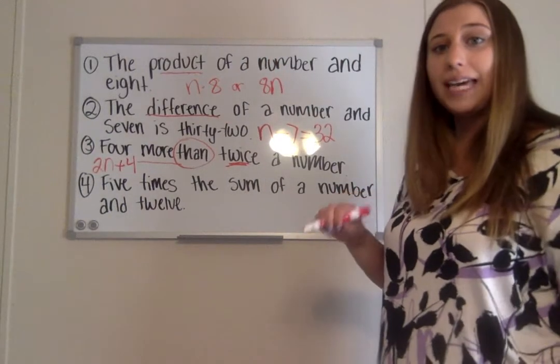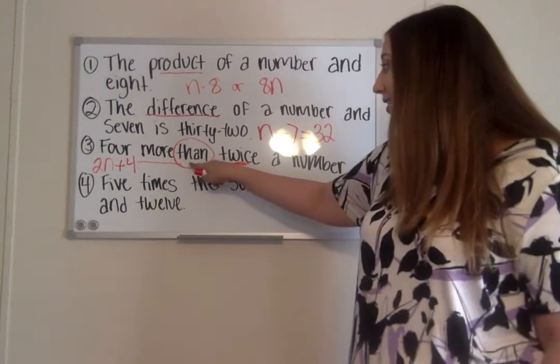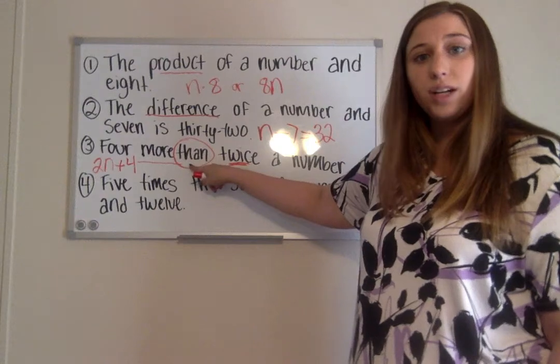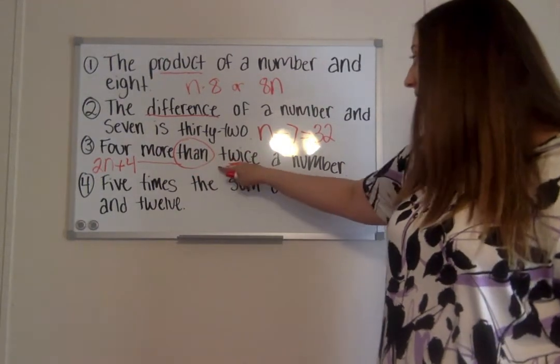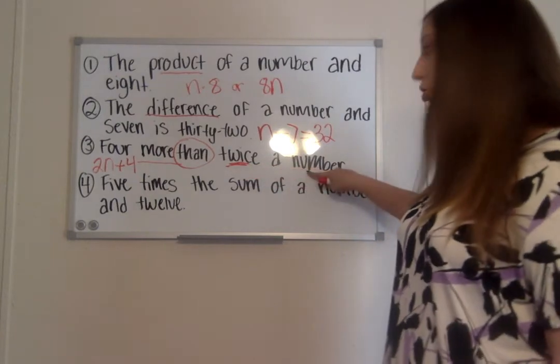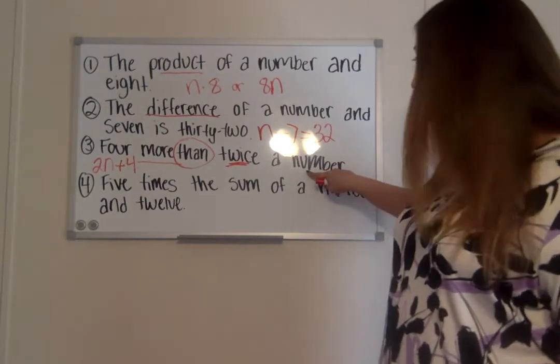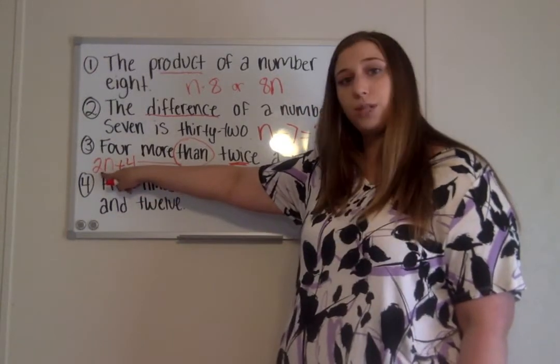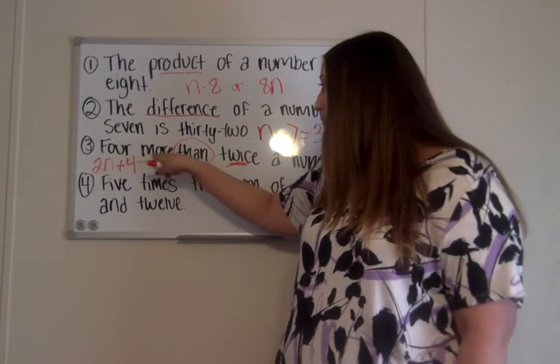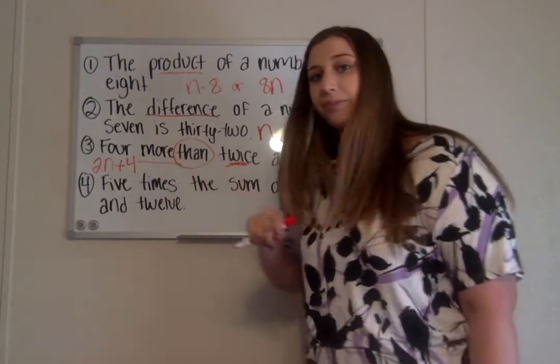To recap on that one, because than was one of our key words, we have to remember than tells us to flip it. So we started at the end of our statement with twice a number. Because of that word than, we're starting with the end. We wrote twice a number first, 2 times n. Then we added 4 because we wanted 4 more.